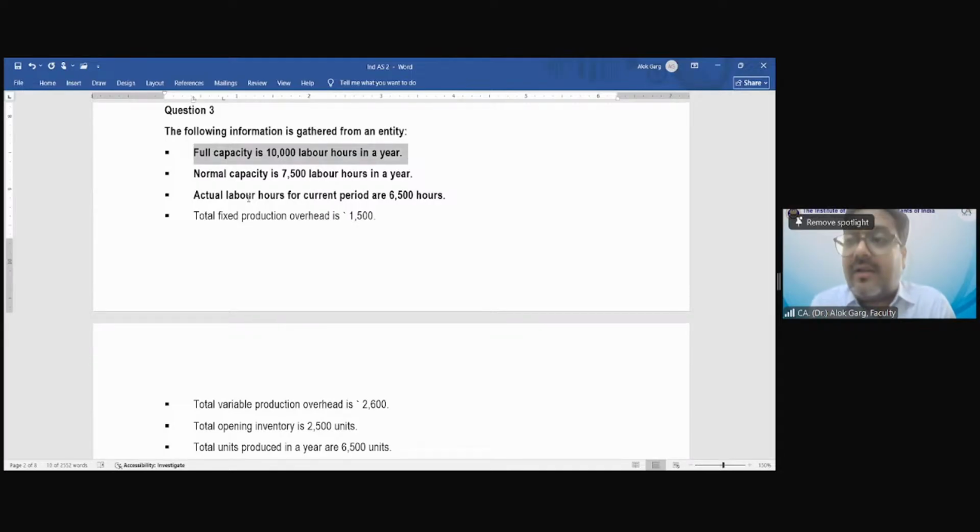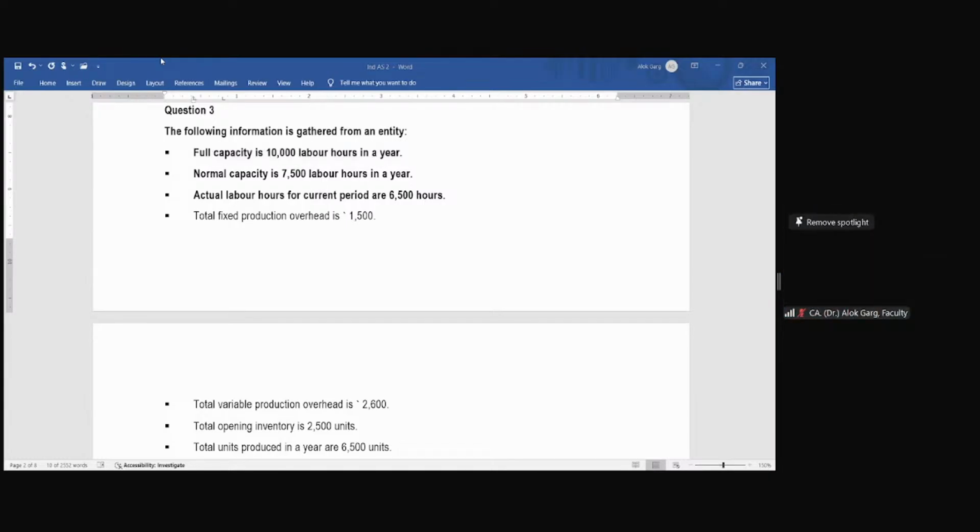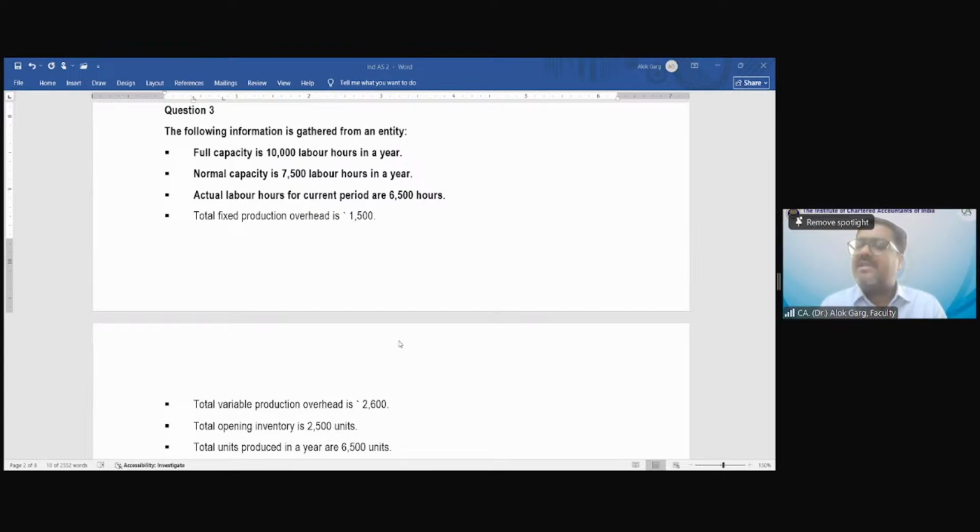So if you want to run a car, what is the maximum speed at which you can run it? 200 kilometers per hour, for example. But what is the normal limit of the car, which you see on the roads? Nowadays there is an alarm in the car. When you cross 80, when you cross 100, the alarm starts beeping. Have you seen that? Yes, sir. So normal capacity is 7,500 labor hours.